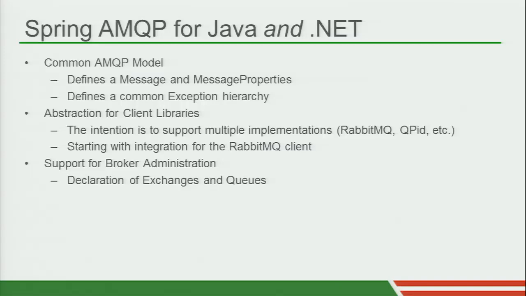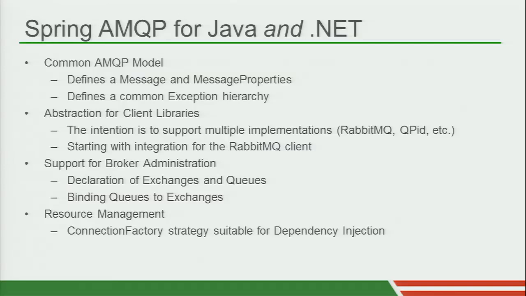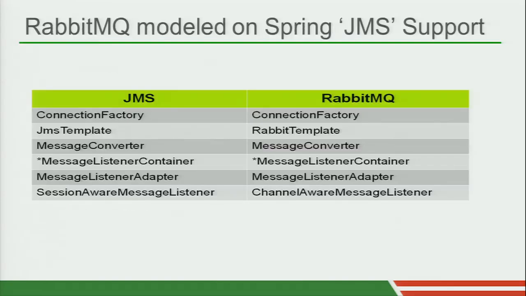We have broker administration support. We can declare exchanges and queues in Rabbit, bind queues to exchanges. We have resource management, so things like the connection factory is a strategy. It's suitable for dependency injection for resolution. We support caching of connections and channels for performance reasons and these kinds of things.